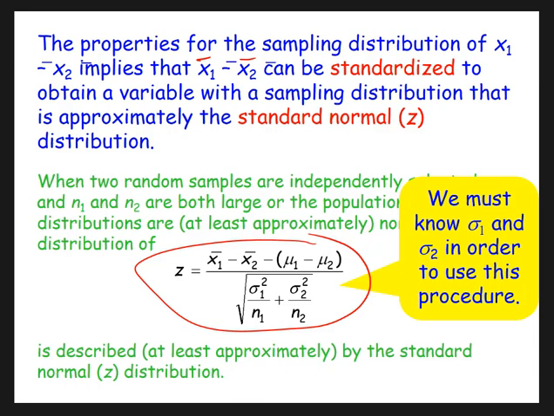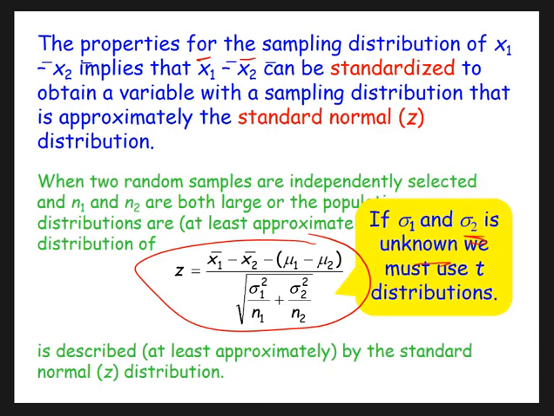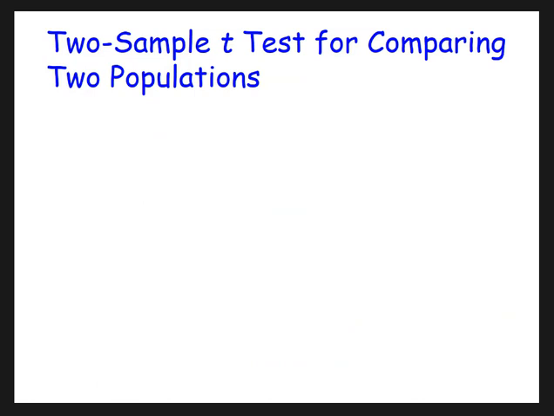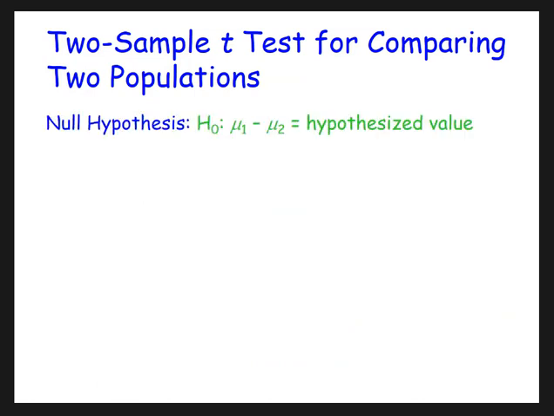Now, the catch is we must know both of the population standard deviations in order for that to work. If they are unknown, then we have to use a t-distribution to approximate those probabilities. So, a two-sample t-test for comparing two populations.